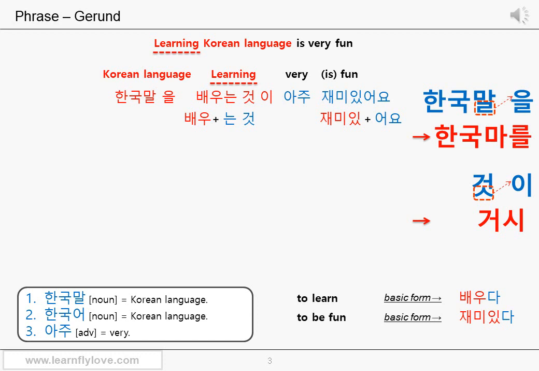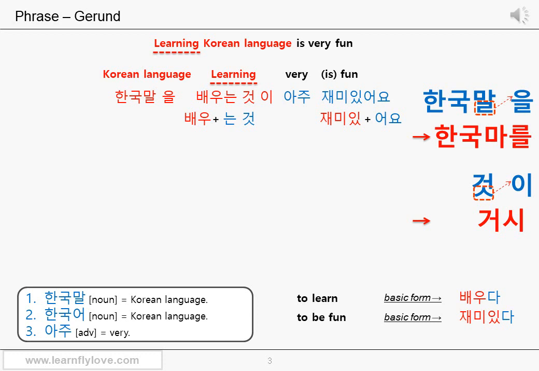한국말을 배우는 것이 very, 아주, fun, 재미있어요. 한국말을 배우는 것이 아주 재미있어요. Do you want to know how it sounds with the subject particle 이? Well, it sounds just fine. It sounds like an answer to a question, what is the most fun part of staying in Korea? 한국말을 배우는 것이 아주 재미있어요. Learning Korean language is very fun.